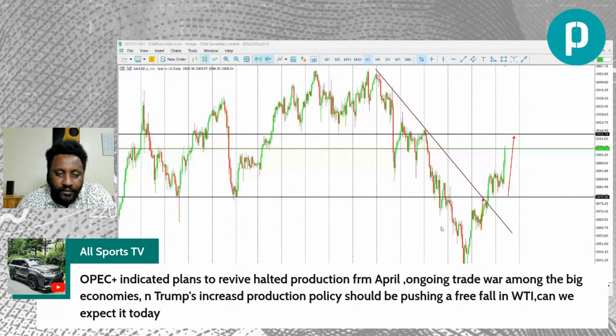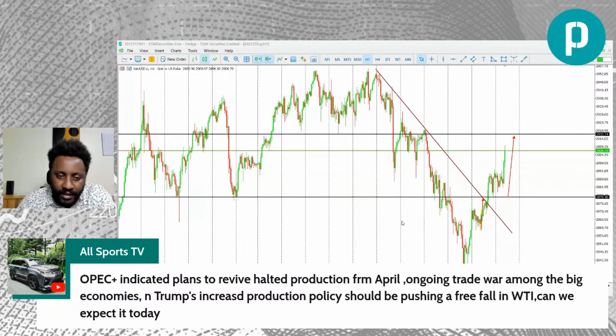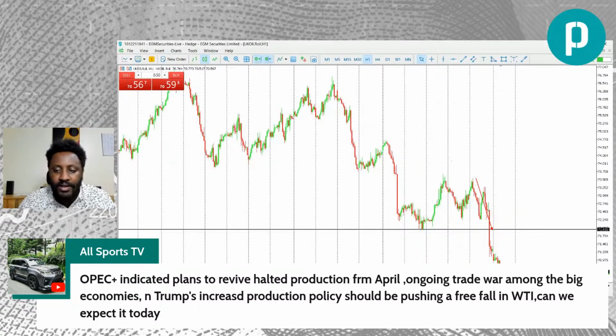OPEC indicated plans to revive halted production from April, ongoing trade war among the big economies, and Trump's increased production policy should be pushing a free fall in WTI. Can we expect it today? I believe it's already happening. From the announcement we saw yesterday with OPEC producing more oil in the markets, all we have been seeing is a very strong bearish momentum happening in Brent oil, as well as the WTI.